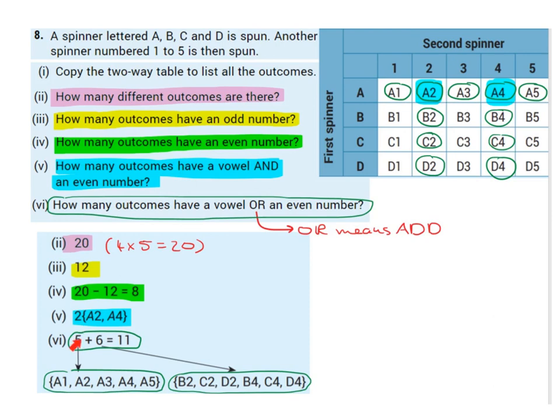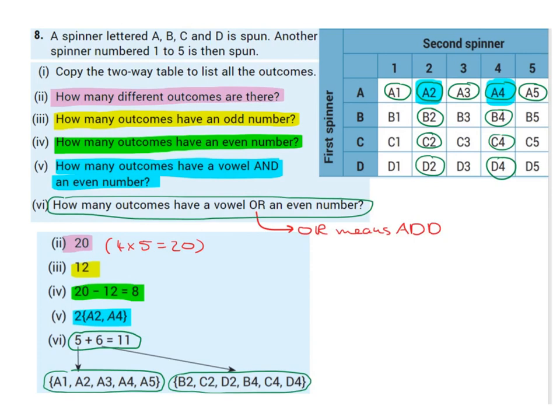So there was 5 outcomes that had a vowel in them. So A1, A2, A3, A4, A5. And then we had 6 outcomes that had an even number that is not already contained in this first set. So B2, C2, D2, B4, C4, D4. So the ones that I had circled up here in green pen. So in total there's 11 of them.